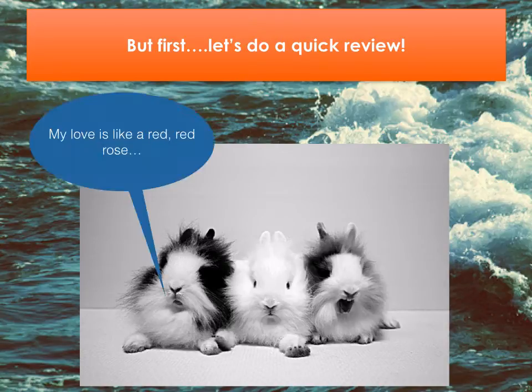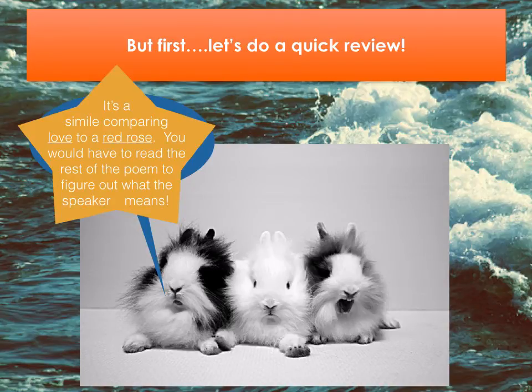So here we go. Bunny number 1 says, "My love is like a red, red rose." What is that an example of? If you said simile, you're correct because it compared love to a red rose by using the words like or as. You would have to read the rest of the poem to figure out what the speaker means. If you Google that, you'll find the poem. It's pretty awesome.